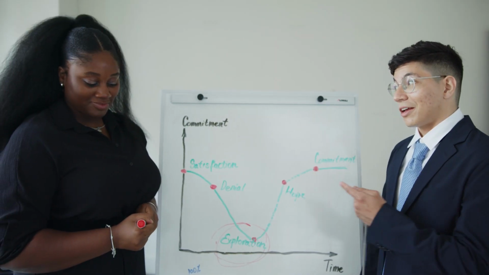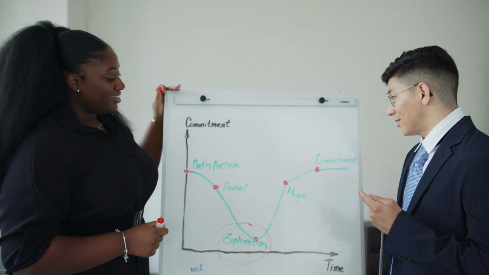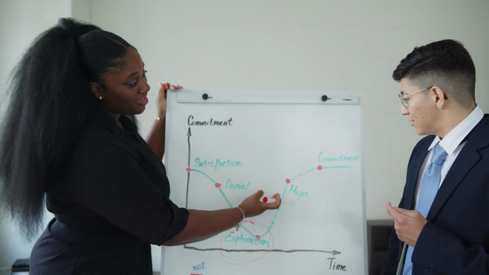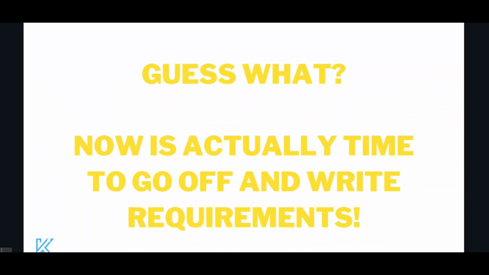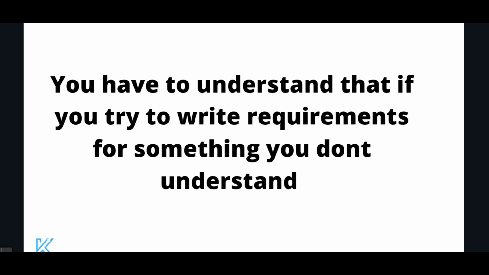Let's say that Subway management was all in and the executive said yes, and you should go ahead with this whole new vegan option. Guess what? Now is actually the time to go off and write requirements. You have to understand that if you try to write requirements for something you don't understand, you will fail.